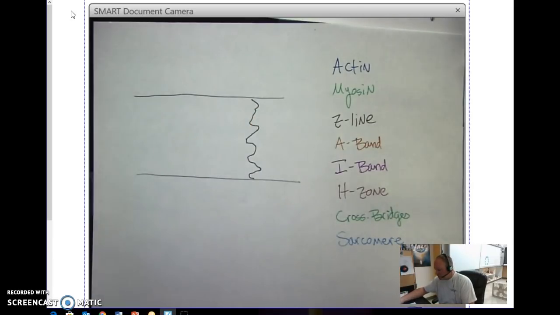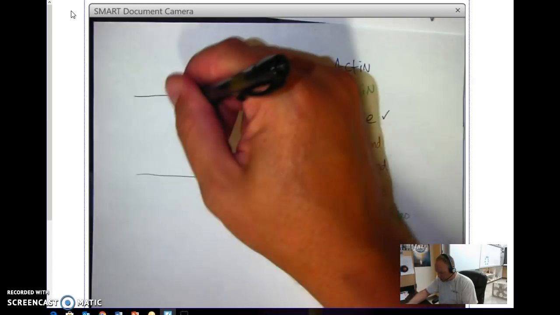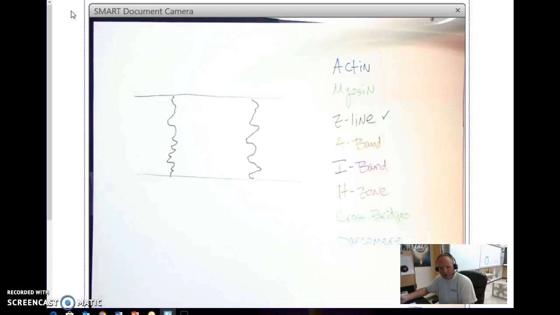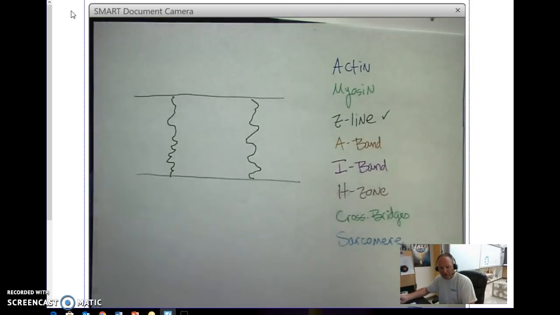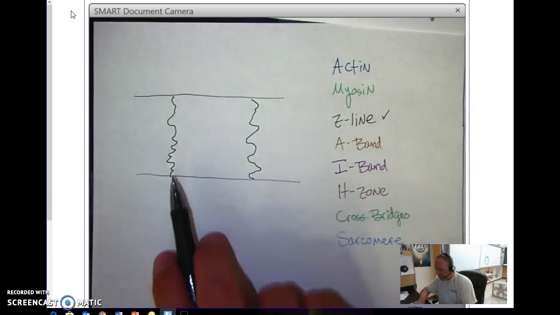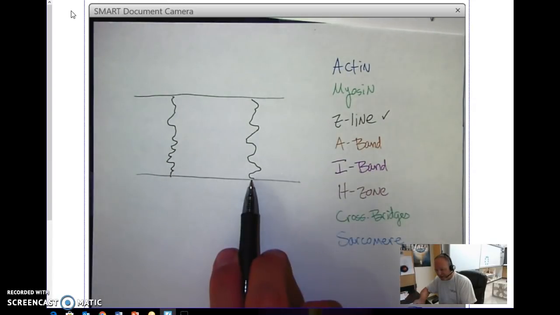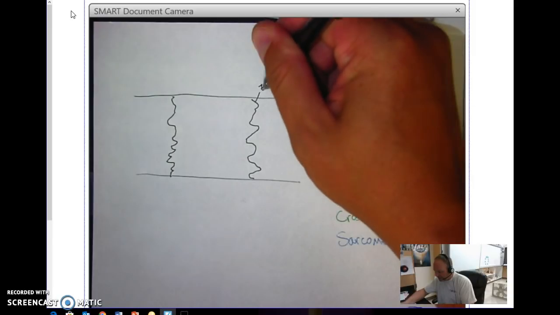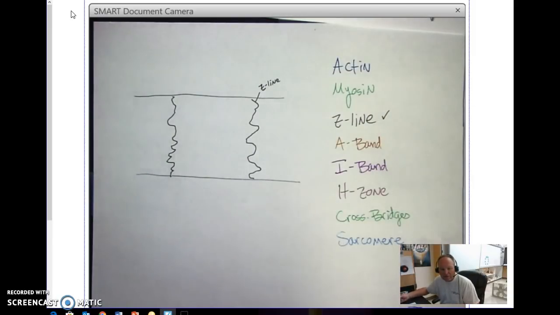If you had to guess which one of these would be that line, what would you say? And the answer is a Z-line. A Z-line is a zigzag line of protein that goes all the way across. There's another one, and they just keep repeating and repeating. But the nice thing is if you can memorize what happens between these two Z-lines, you can just repeat it forever. This is just a zigzag line that keeps on going forever and ever.